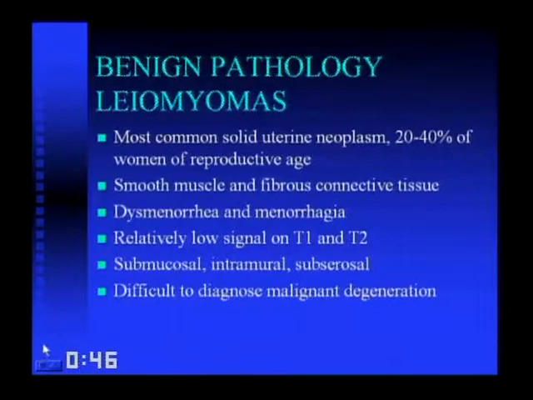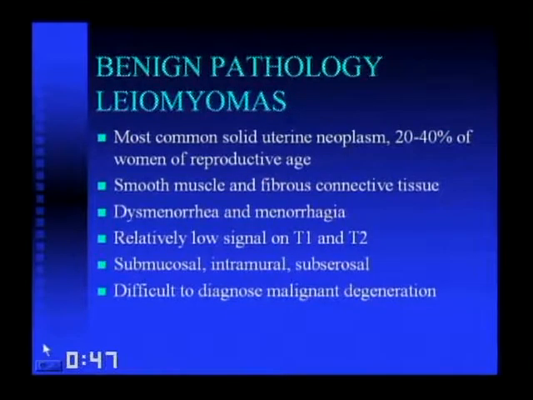We can see a lot of benign pathology in the uterus. Leiomyomas, most common solid uterine neoplasm. They consist of smooth muscle and fibrous connective tissue, which accounts for their relatively low signal on both T1 and T2 scans. It's important to describe their location, as this can affect the patient's ability for carrying a pregnancy. It'll affect her menstrual cycles, whether they're submucosal, intramural, or subserosal.